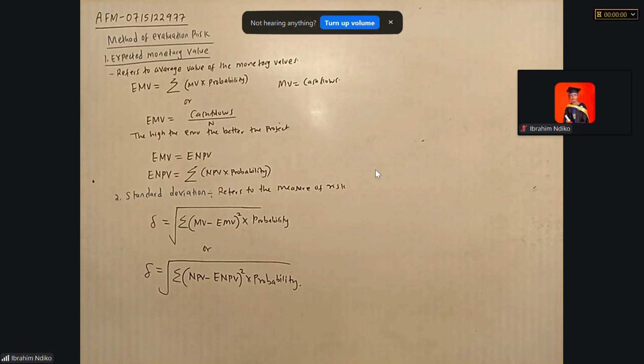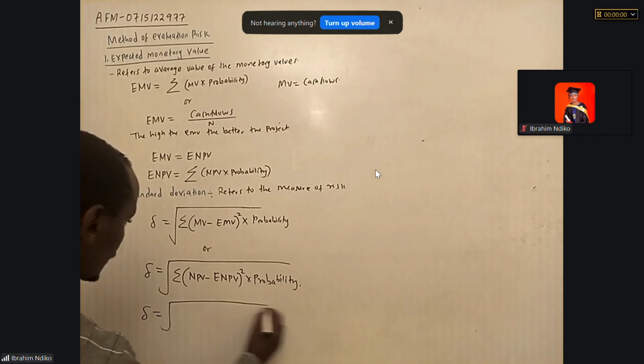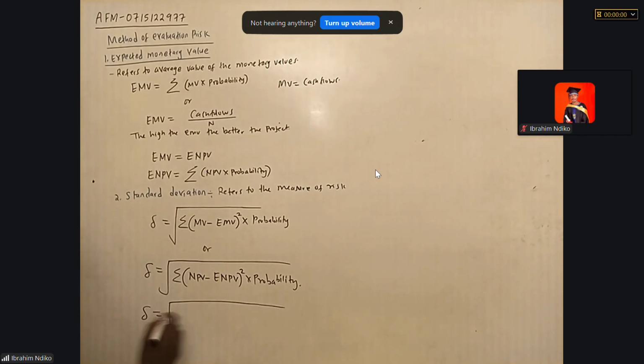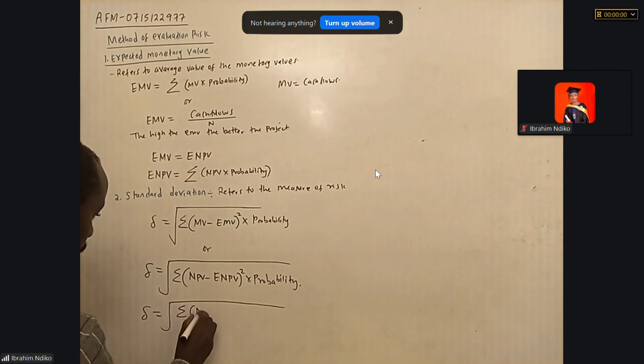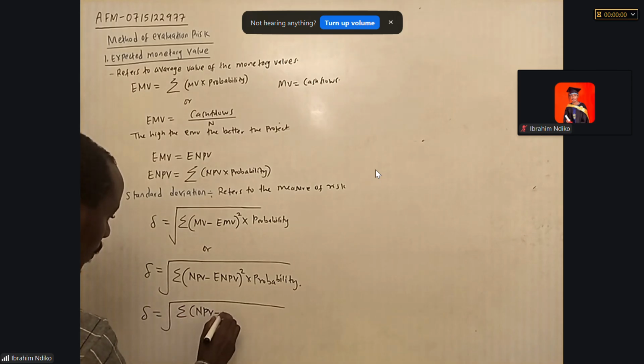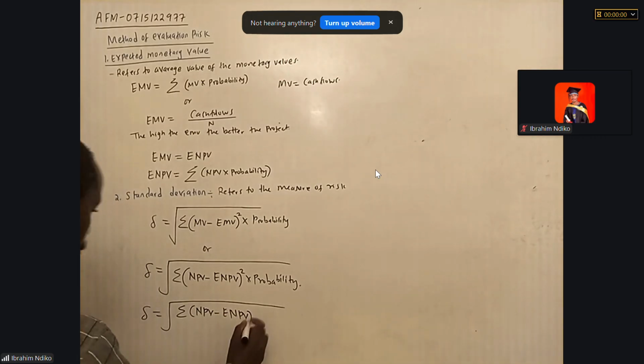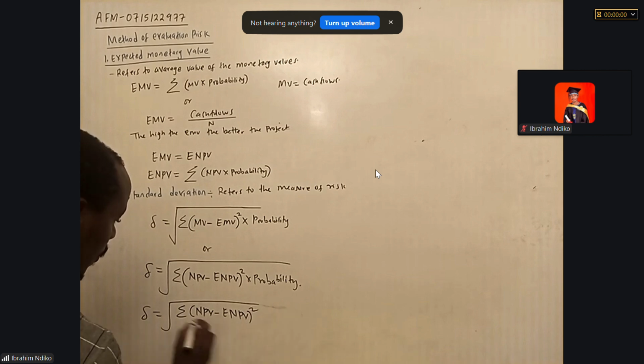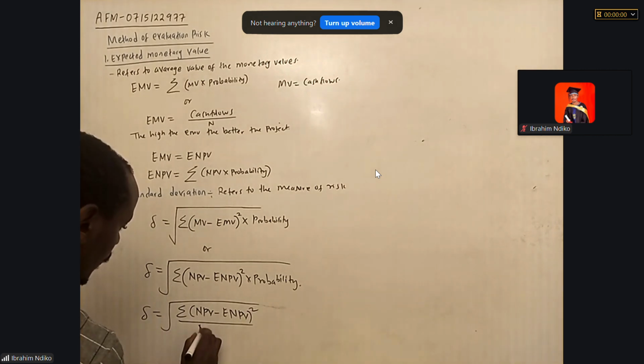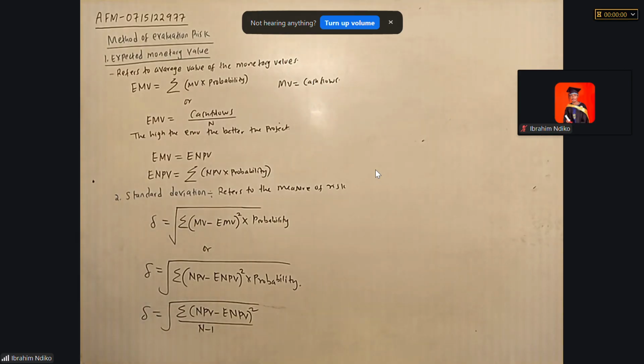Now, we can also calculate it in this manner: the summation of NPV minus expected NPV, squared, over n minus 1. So that is where we do not have probability. That is the case where we do not have probability.